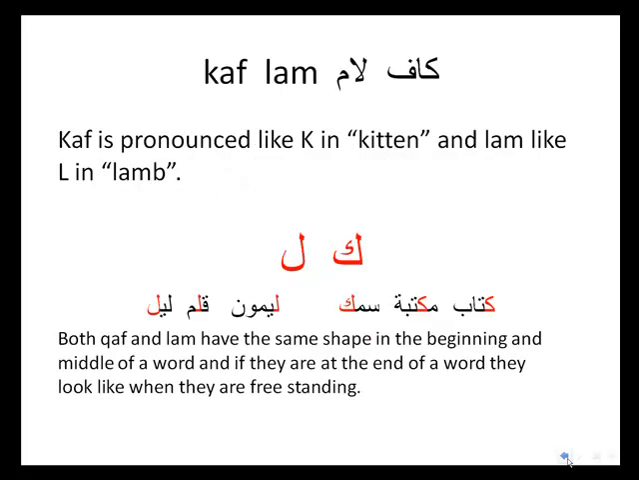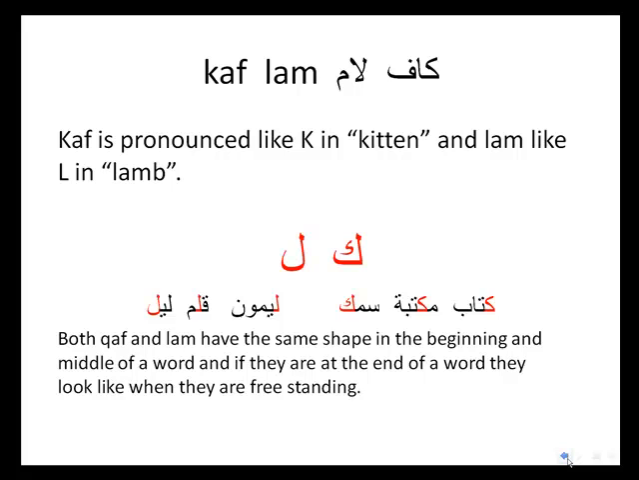Kaf and Lam are easy to pronounce, K as in kitten, Lam as in lamb, for example. If we start with K, at the end of a word it keeps the same shape as it has when it's freestanding. In the beginning and middle, the shape is changed completely, almost to a backwards Z as we are used to writing it. L, on the other hand, is not changed that much. In the beginning and middle it almost looks like an English L, and at the end the tail comes back.